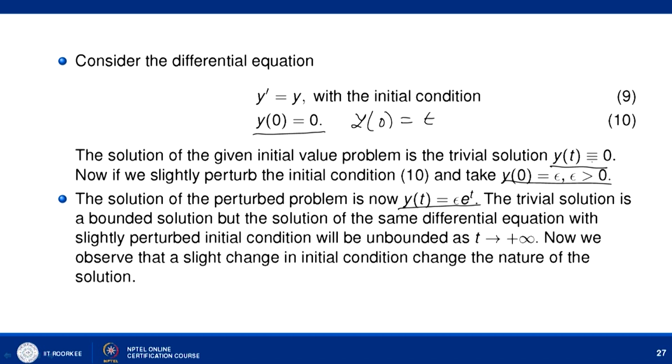When y(0) = 0, we have the ideally 0 solution, but when we have y(0) = epsilon, we have y(t) = epsilon e^t. You can ask why these two are so different. The trivial solution is a bounded solution, but the solution of the same differential equation with a slightly perturbed initial condition will be unbounded. If you take t tending to infinity, then this is going to be infinity as well. So in this case we have a bounded solution, but in this case an unbounded solution, even though we have only perturbed our initial condition slightly. Epsilon is very small here. So observe that a slight change in initial condition can change the nature of the solution in a very drastic manner.